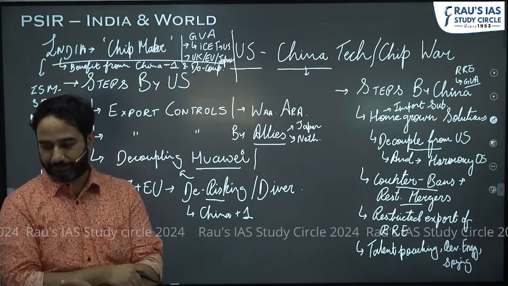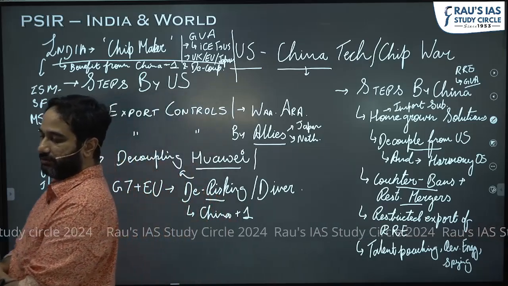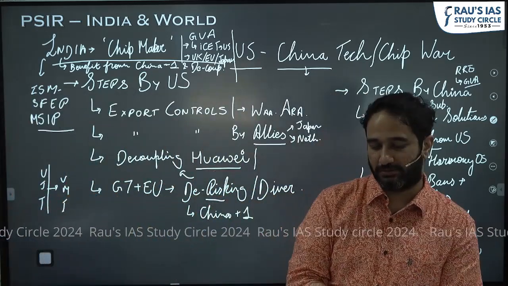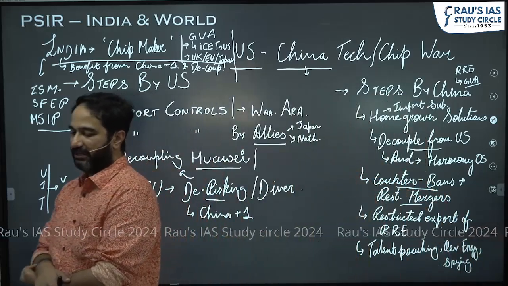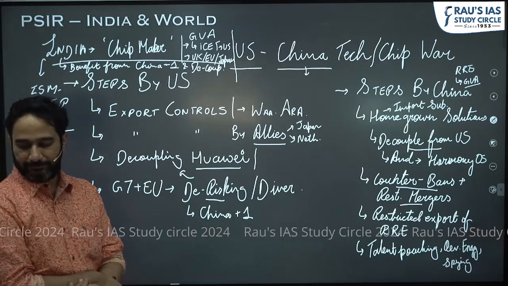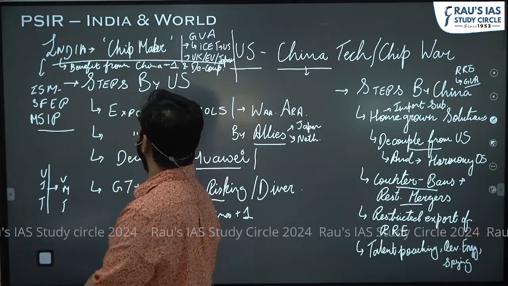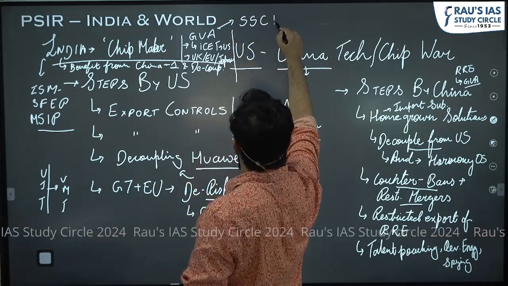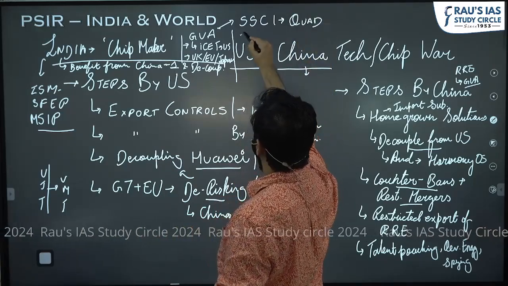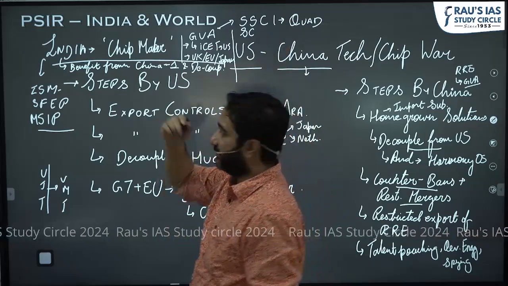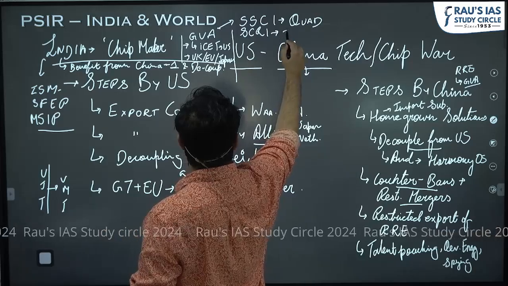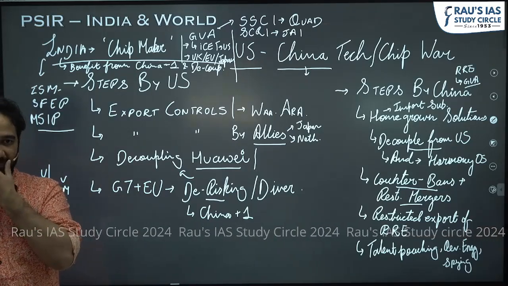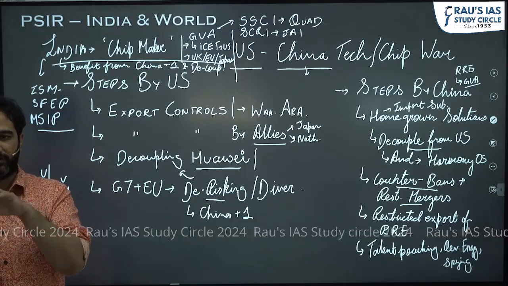Further, India has become part of the Semiconductor Supply Chain Initiative of Quad and SCRI, Semiconductor Supply Chain Resilience Initiative of Japan, Australia, and India. So these two initiatives, SCRI we've already talked about.